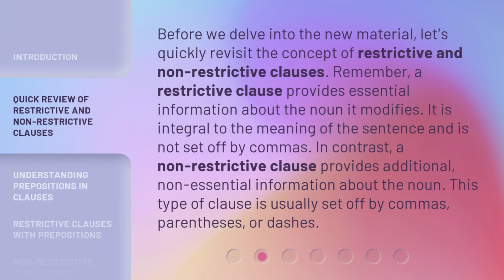Before we delve into the new material, let's quickly revisit the concept of restrictive and non-restrictive clauses. Remember, a restrictive clause provides essential information about the noun it modifies. It is integral to the meaning of the sentence and is not set off by commas. In contrast, a non-restrictive clause provides additional, non-essential information about the noun. This type of clause is usually set off by commas, parentheses, or dashes.